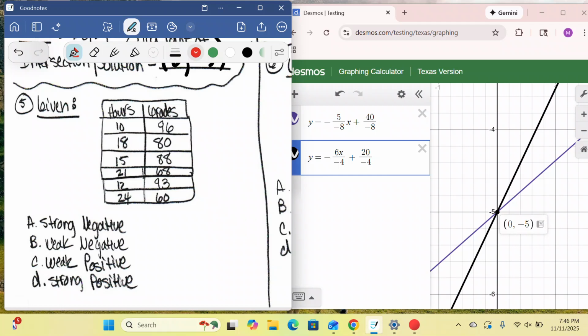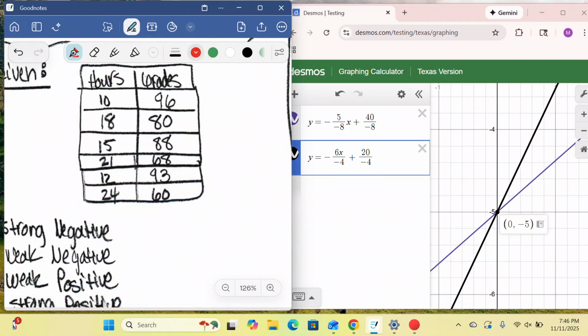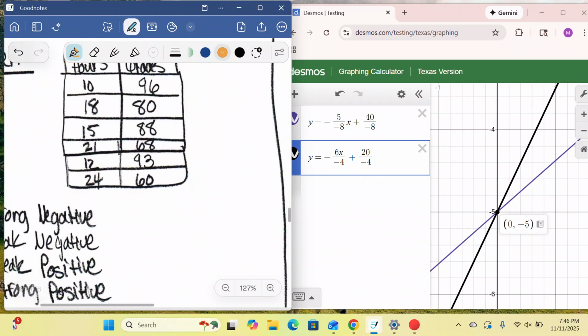We cannot figure out whether it's a strong negative or a weak negative unless we graph it. So once again, I'm going to put it in orange. First of all, I'm going to regraph this and put in a new column. My first one is my H and my second one is my G. Remember, G is grades and H is hours.